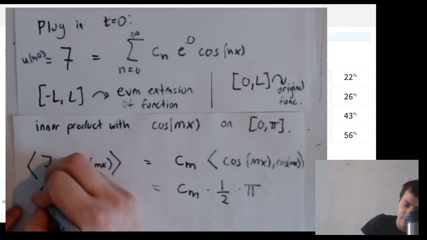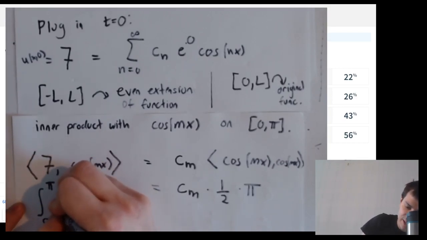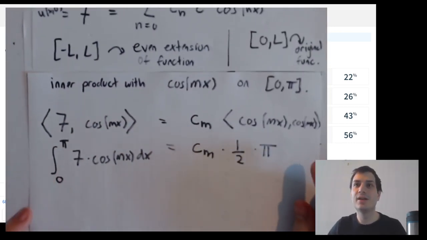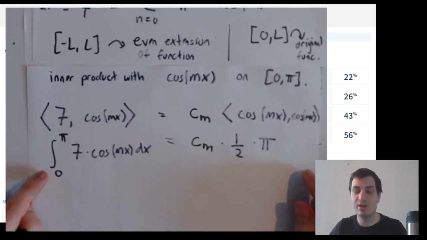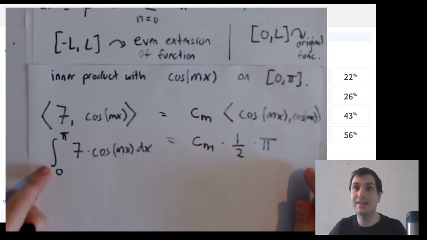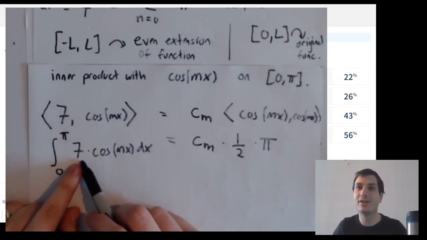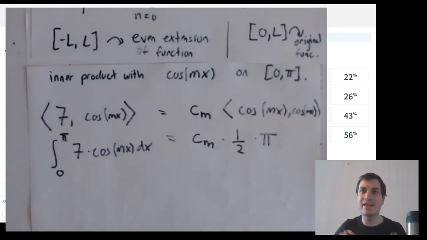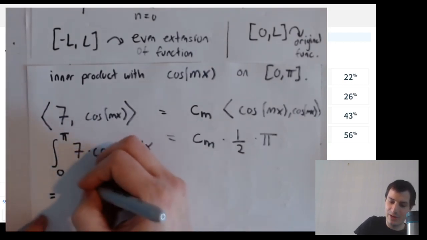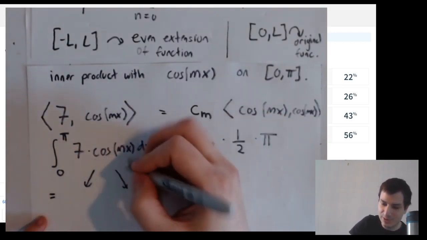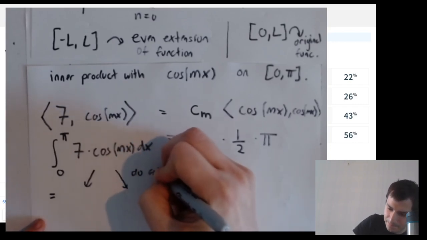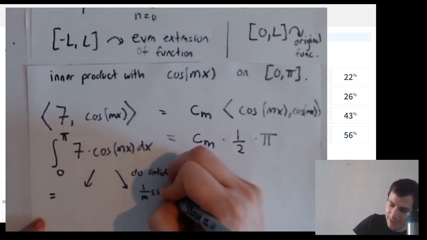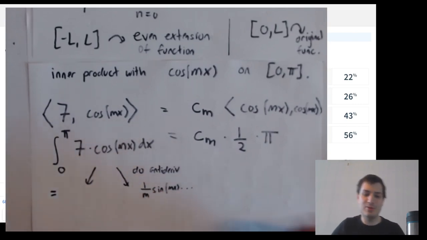Now I've got to do this integral. It's the integral from 0 to pi of 7 times the cosine of mx dx. This integral is easy. It's the integral of cosine of mx, so you can write it down in terms of sines and get the exact answer. There are two options. Do the antiderivative, so you get 1 over m, the sine of mx, and so on. That'll give you the right answer, but I'm going to do it this other way.